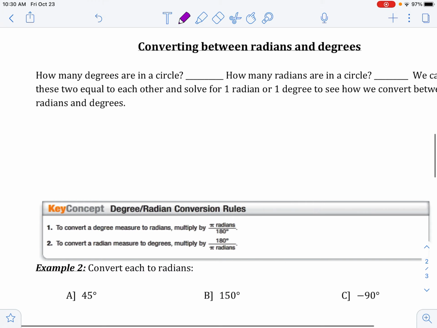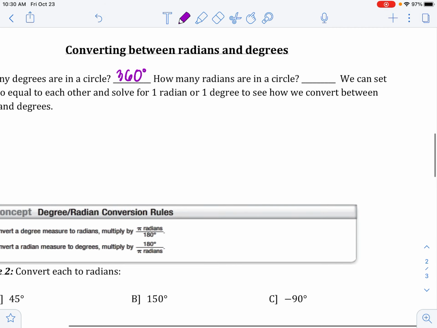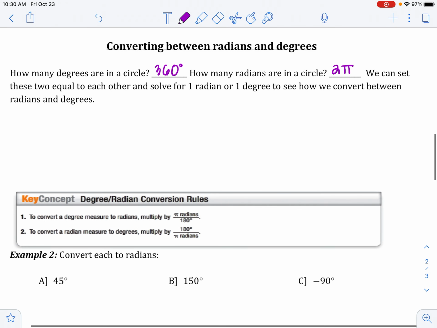So how do we convert between radians and degrees? Let's think about it this way. How many degrees are in a circle? 360 degrees. How many radians are in a circle? 2 pi. We can set these two equal to each other and solve for 1 radian or 1 degree to see how we can convert from the other. Once we figure out the conversion, it's easy to know how to convert.